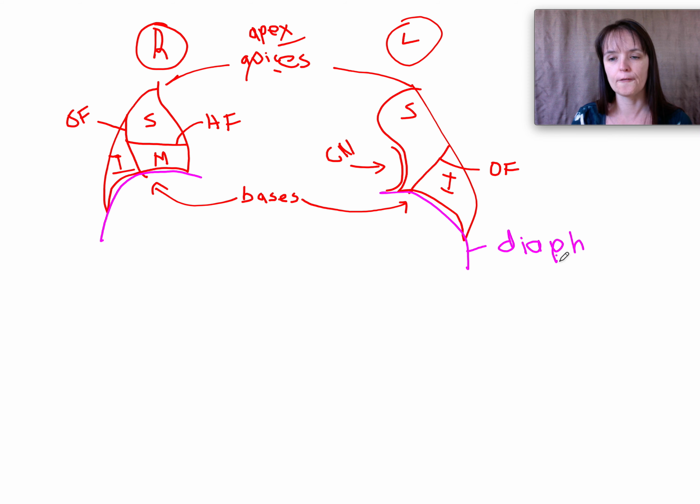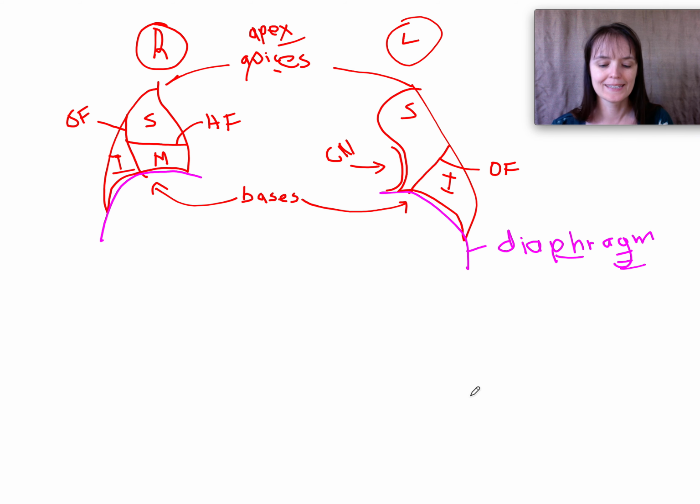D-I-A-P-H-R-A-G-M. So if we're pronouncing for spelling, my elder has trouble with the spelling, so we pronounce for spelling. So we have diaphragm. If you need to remember where to put what sneaky silent letter, it's that one.